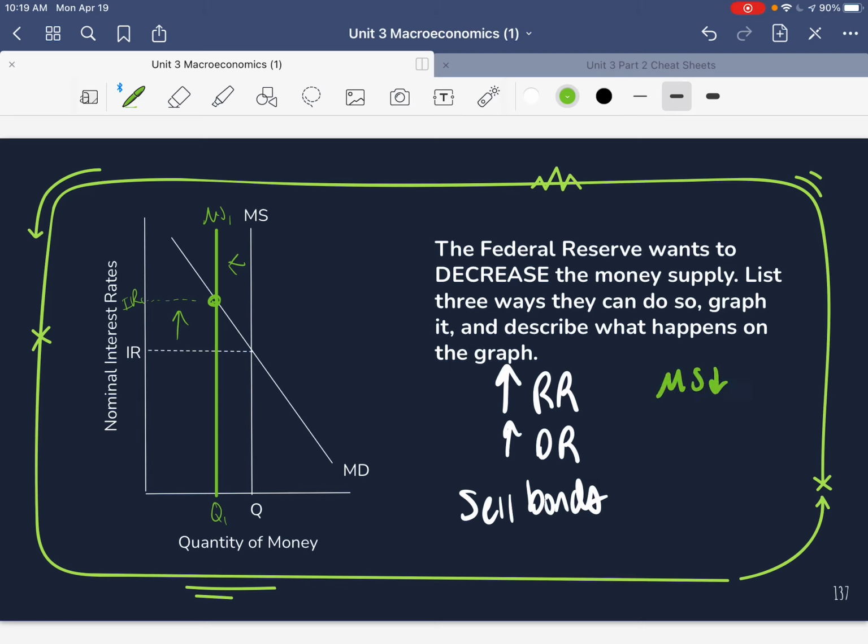Money supply decreased. Interest rates increased. And it's not on the graph, but I got to think in my head, if interest rates are more expensive, less people will be taking out loans. And that's how we answer that one.